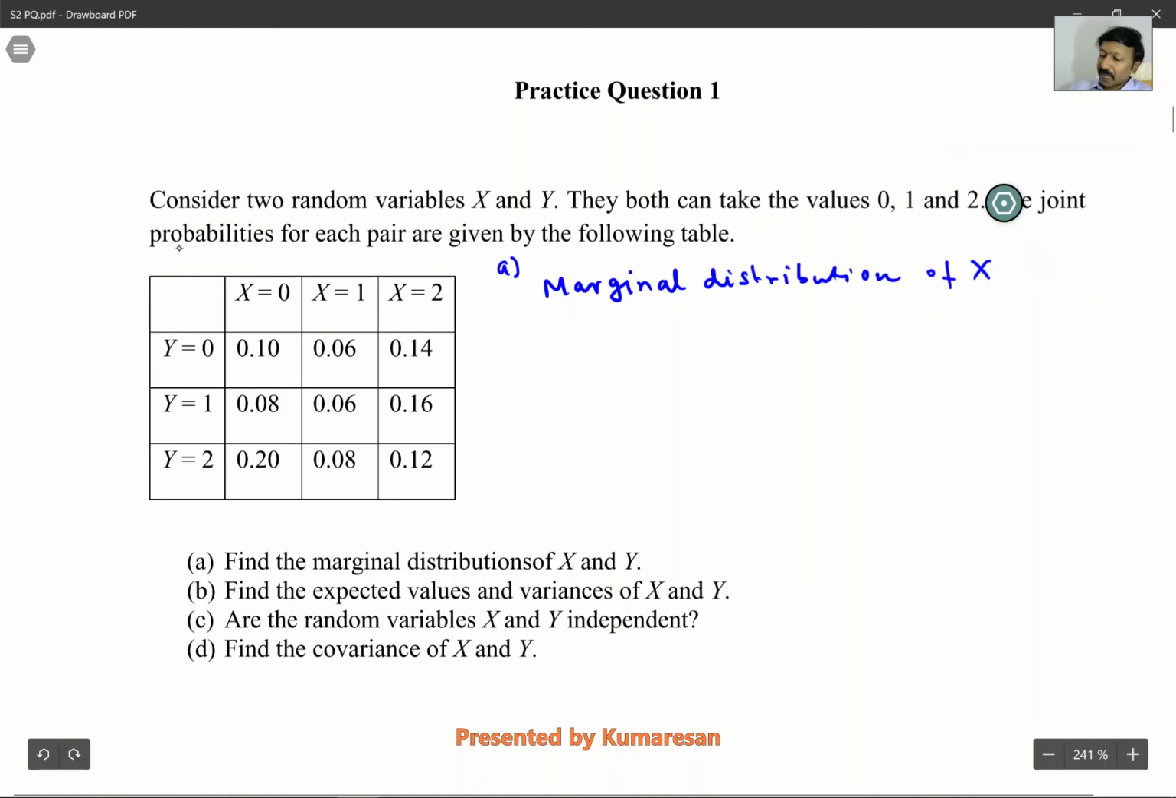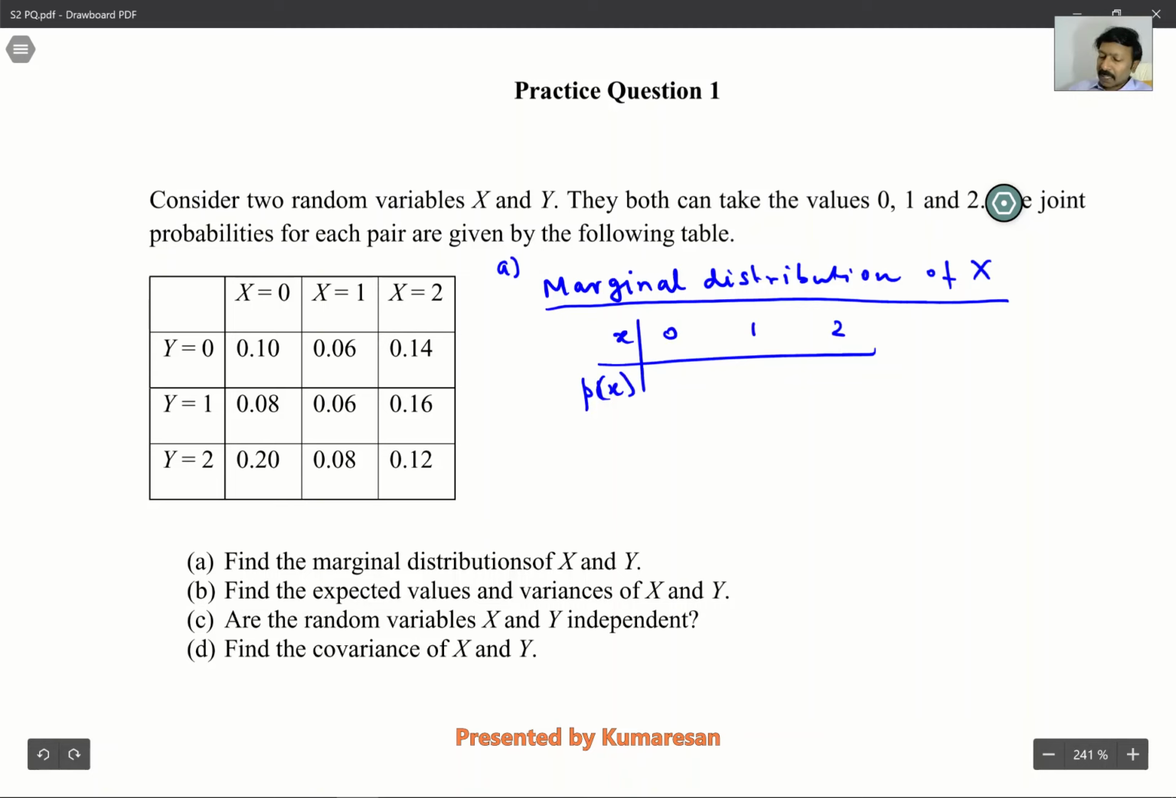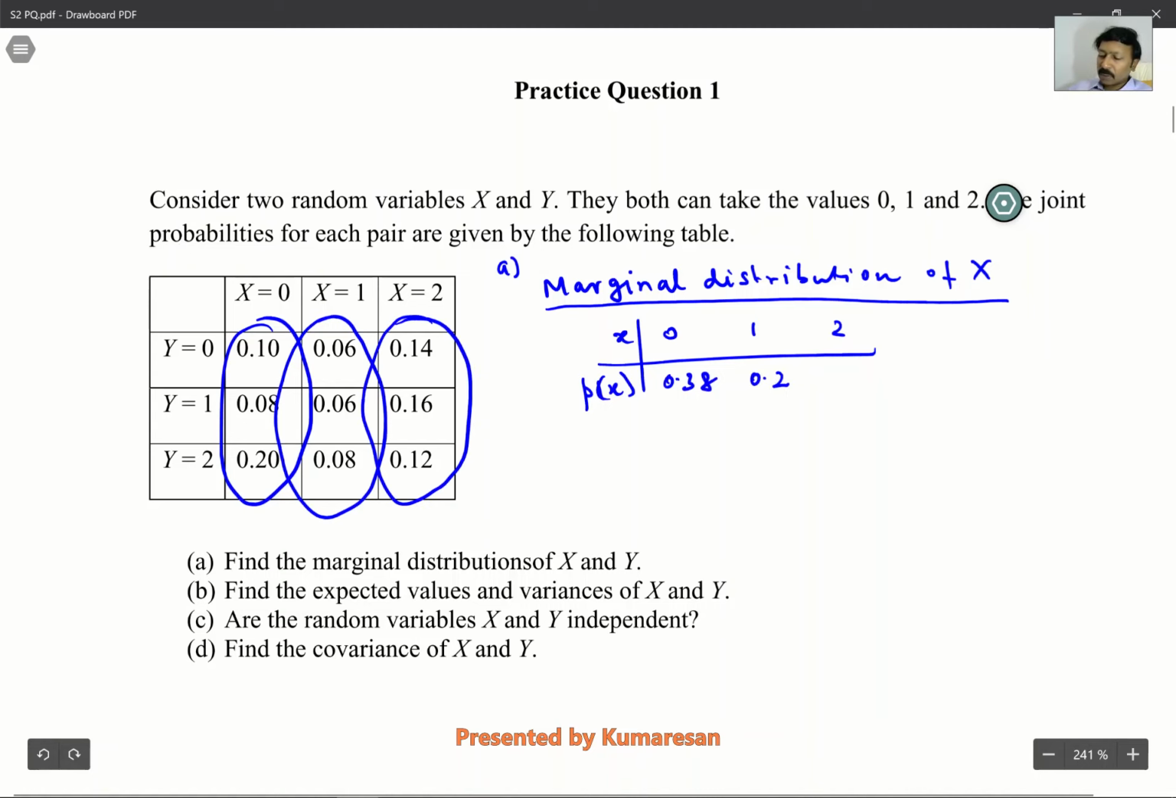Marginal distribution of x is a table with the possible values of x, 0, 1, 2, with the corresponding probability mass function. Probability that x is equal to 0 is the first column total, 0.38. Probability that x is equal to 1 is the second column total, which is 0.2. And the probability that x is equal to 2 is the third column total, which is 0.42. And that is the marginal distribution of x.